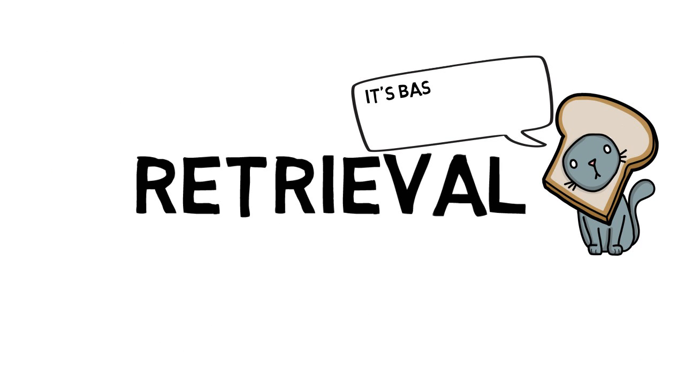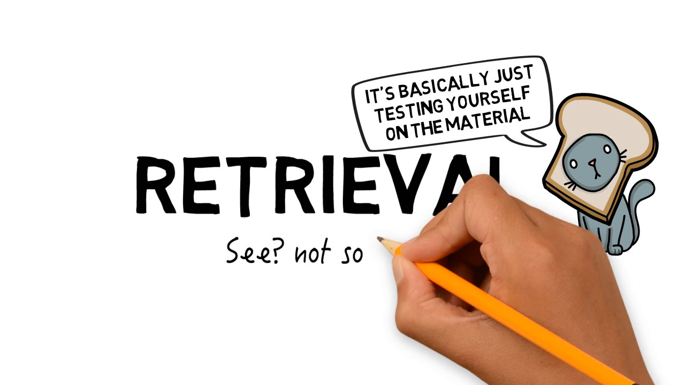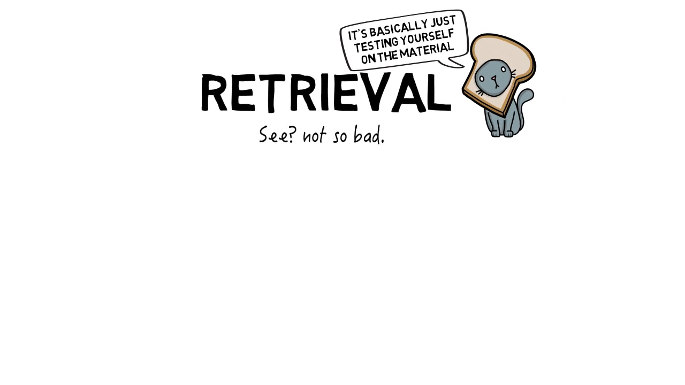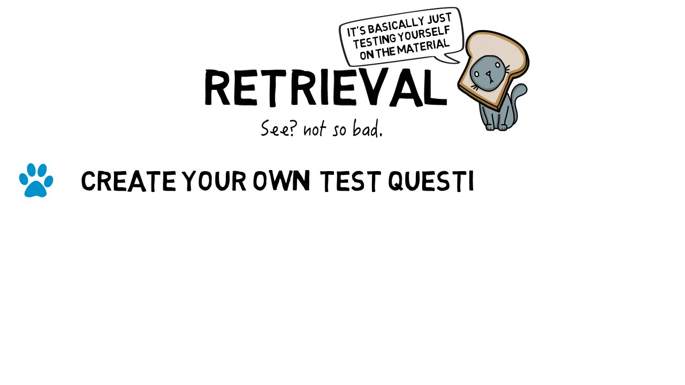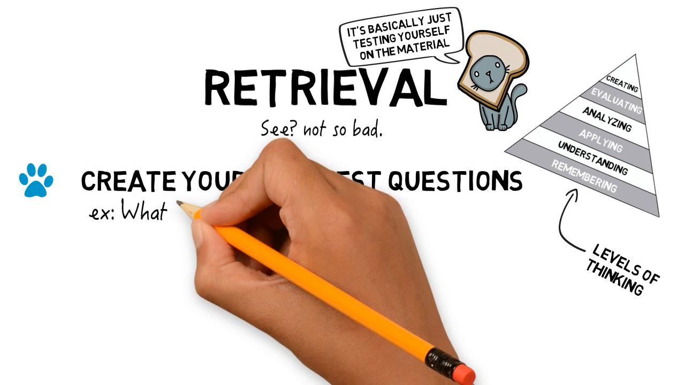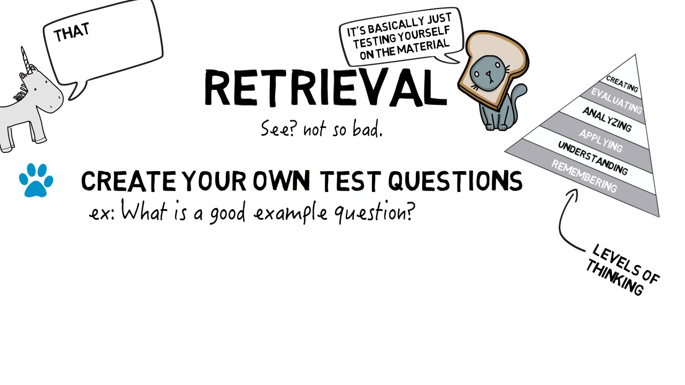Let's first consider retrieval practice, in other words, testing yourself on the material. You can use the testing strategies already mentioned in the Preparing for an Exam video, and you can also do the following. Create your own test questions, being sure to make questions which will require you to use different levels of thinking as according to Bloom's revised taxonomy of cognition.